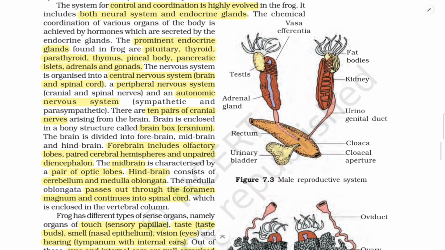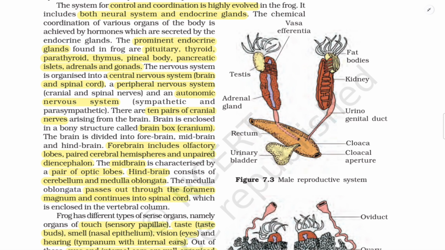The system for control and coordination is highly evolved in the frog. It includes both the neural system and the endocrine system. The chemical coordination of various organs of the body is achieved by hormones, which are secreted by the endocrine glands. The prominent endocrine glands found in frog are pituitary, thyroid, parathyroid, thymus, pineal body, pancreatic islets, adrenals, and gonads.